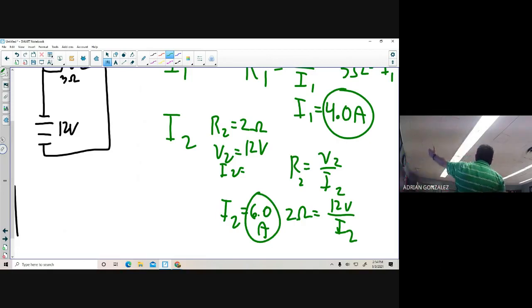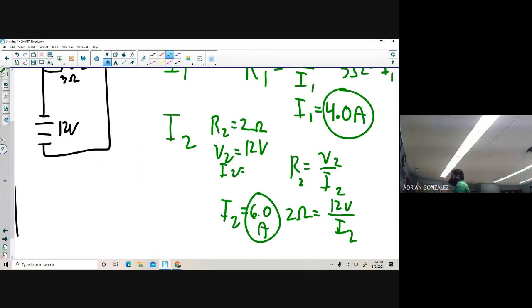Okay, something you should notice about I2 and I1. What are they not? They're not the same. Therefore, in a parallel circuit, what does not stay the same? Current. Current is not constant in a parallel circuit. So IT equals I1 equals I2 equals I3 does not happen in a parallel circuit. Does that make sense? Yes? Cool? Okay, so what is the rule?